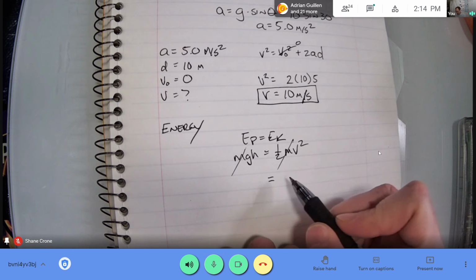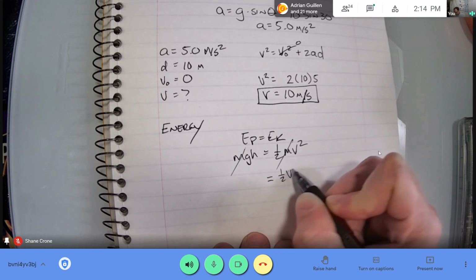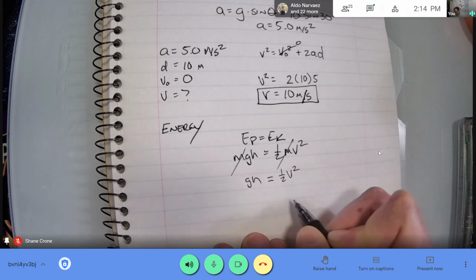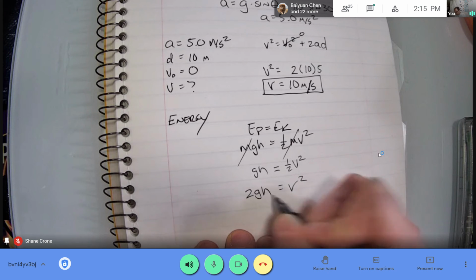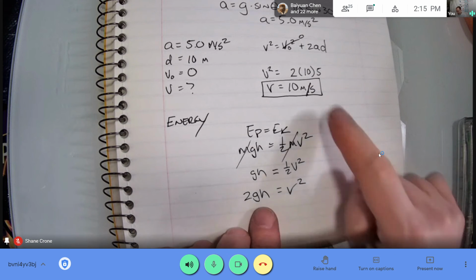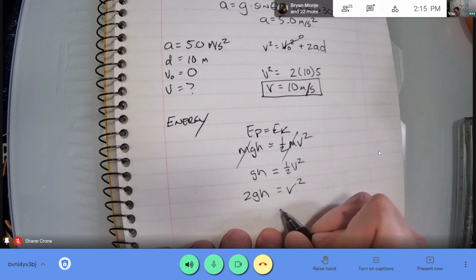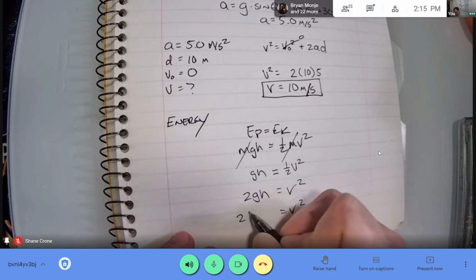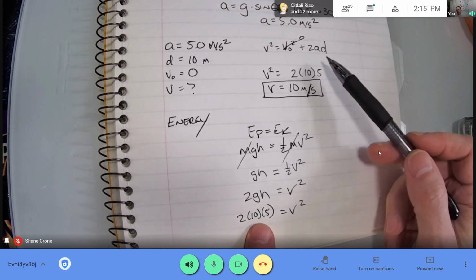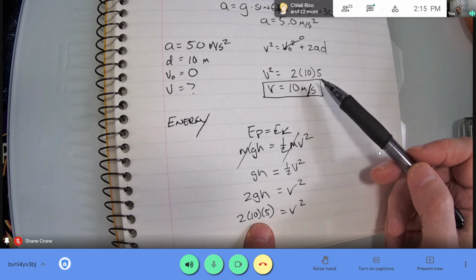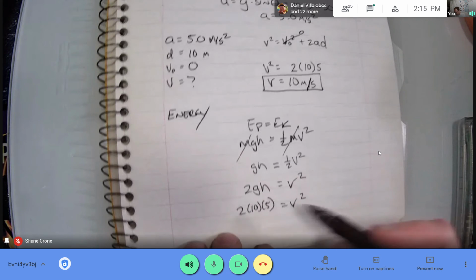Okay, so what I end up with here is 1/2 v squared equals gh. So v squared is equal to 2gh. Looking familiar? Correct me if I'm wrong. Those are the exact same numbers I had up here. I ended up with v squared equal to 2 times 10 times 5. I just got the exact same thing.